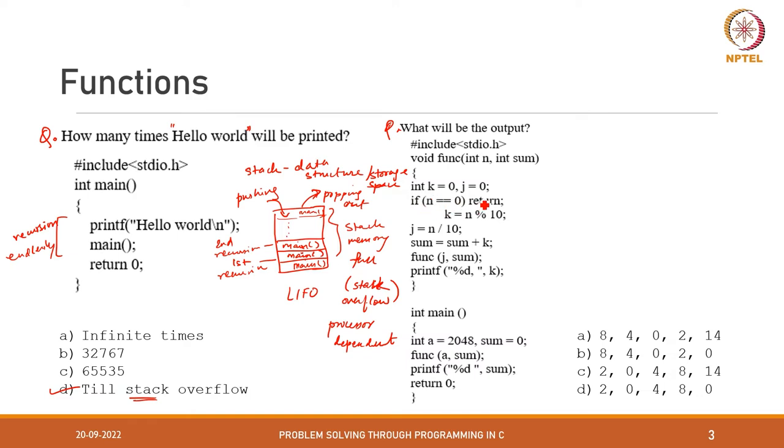In that case, it will go to the next line, which is k is equal to n percent 10, j is equal to n by 10, and then some sum. And then we are again recursively calling this function called func with the value j and the sum, and we are printing the value of k here. Okay, so let's try to solve this. What exactly will we get here?